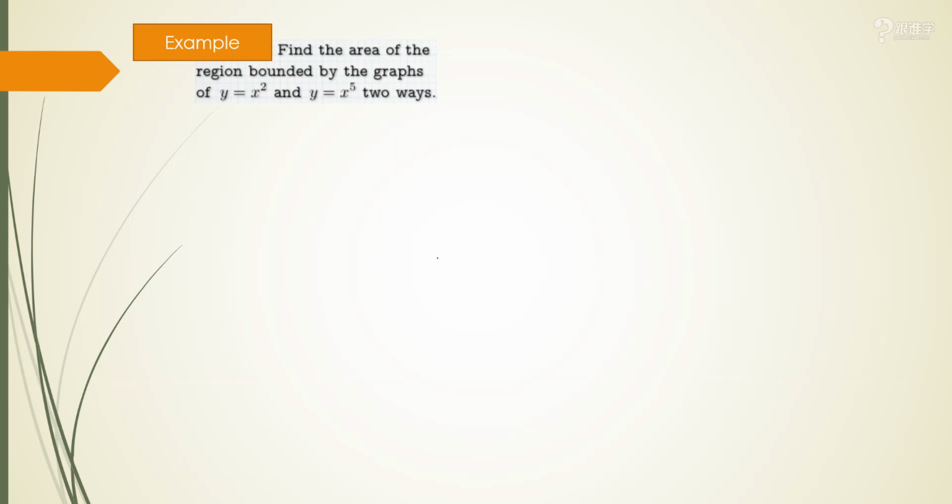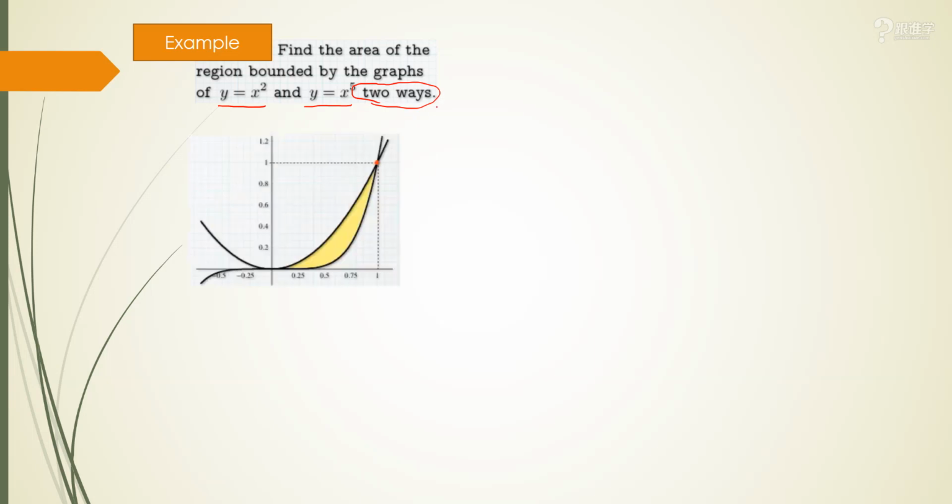The first one: find the area of the region bounded by the graphs of y equals 0, y equals x squared, and y equals x to the fifth power, two ways. By two ways we mean by integrating with respect to x and by integrating with respect to y, respectively. Firstly, let's look at the two curves, and the point of intersection is clearly 1, 1.